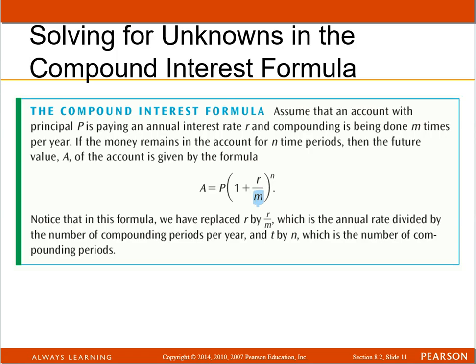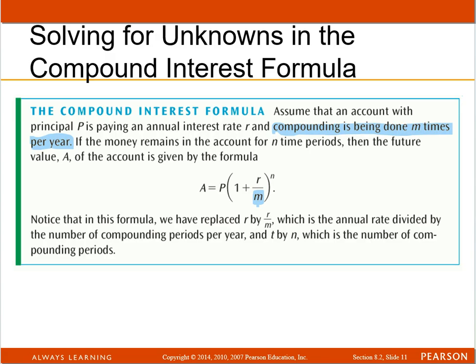M is the number of times that they're going to calculate it. Let's see. Assume that an account with principal P is paying an annual interest rate R and compounding is being done M times. So if they say M times per year, if they say annually, it's once per year. If they say semi-annually, twice per year. If they say quarterly, 4 times per year. If they say monthly, 12 times a year, okay?